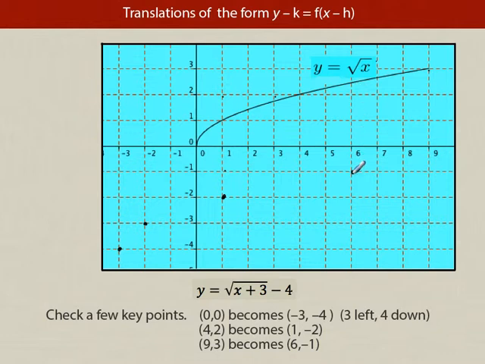So there's enough points to try and draw that line down, try and make it look like a square root through those 4 points, and there's our translated function.